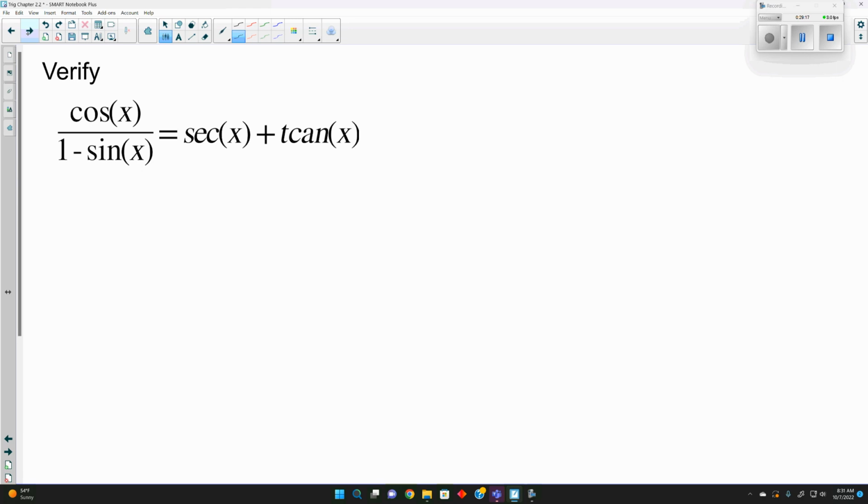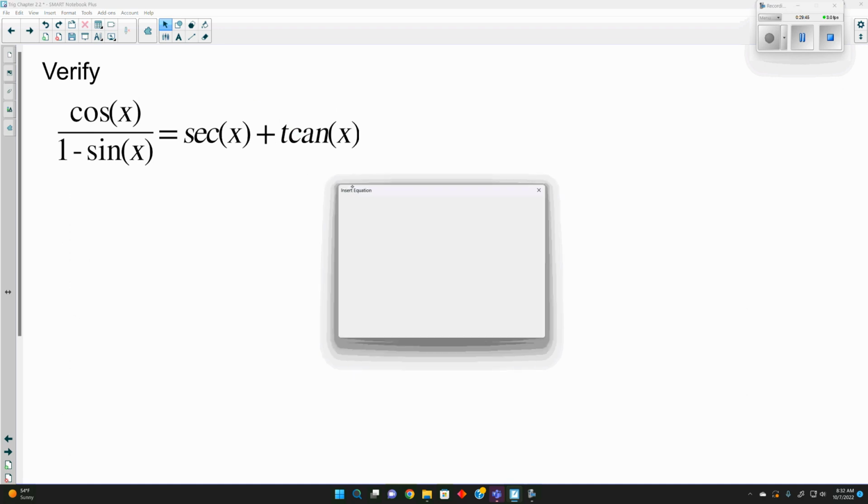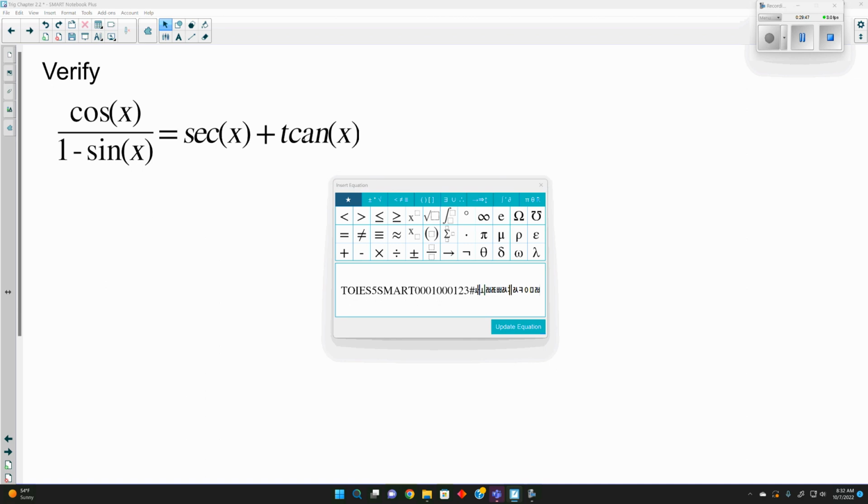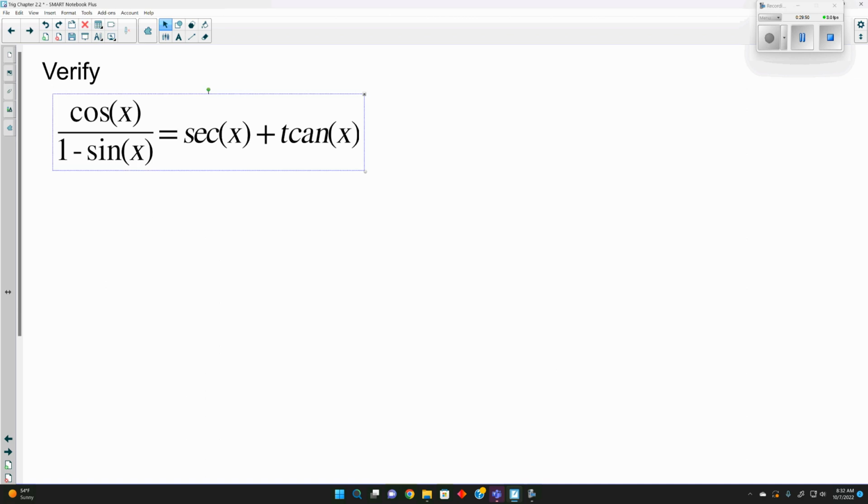Let's look at the next one. Cosine over 1 minus sine of x equals secant plus tangent of x. Secant plus tangent of x. I was hoping it would let me update it, but nope. That extra C is not supposed to be there.